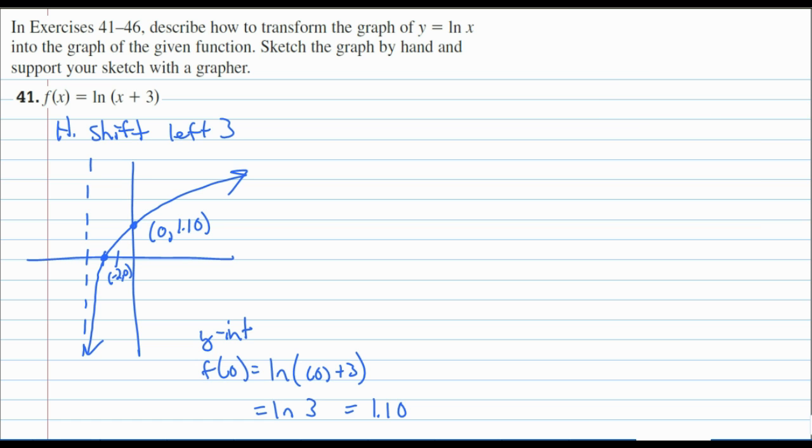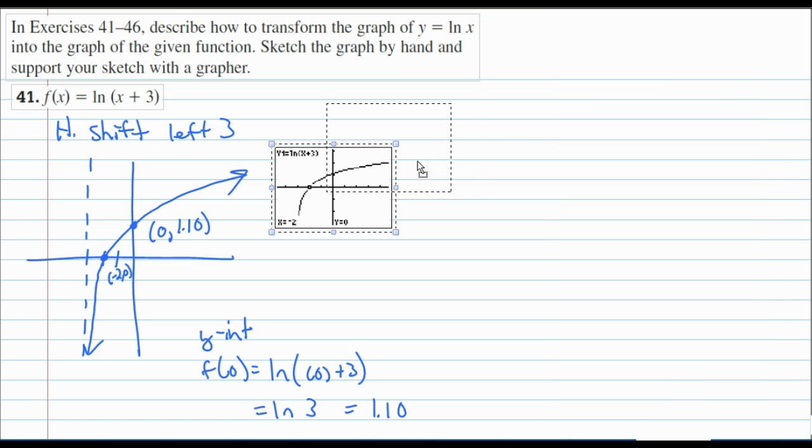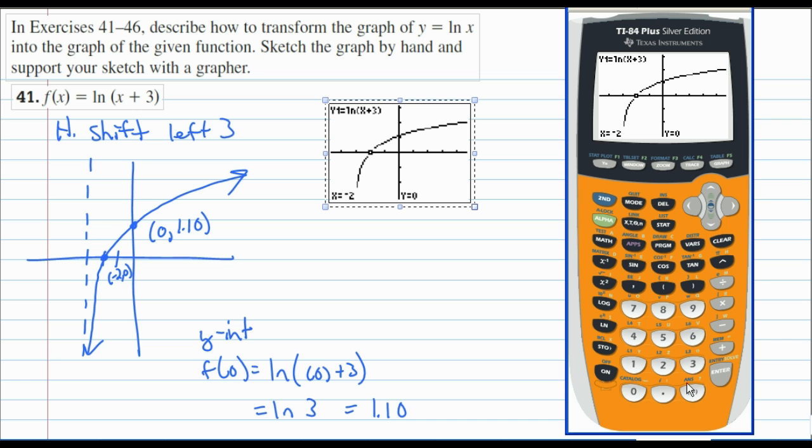So now I'm going to check that graph. I'm going to zoom 4 because I can tell that all my stuff is pretty close there. Looks good. I've got a vertical asymptote at x equals negative 3. Let's hit trace, negative 2. Negative 2, 0 is a point on my graph. That's good. And let's also make sure the y-intercept is right. Yep, there it is.